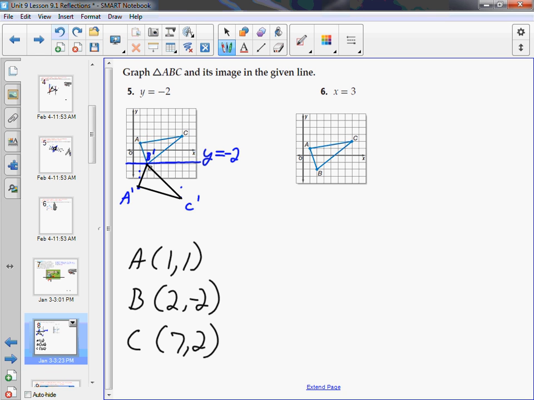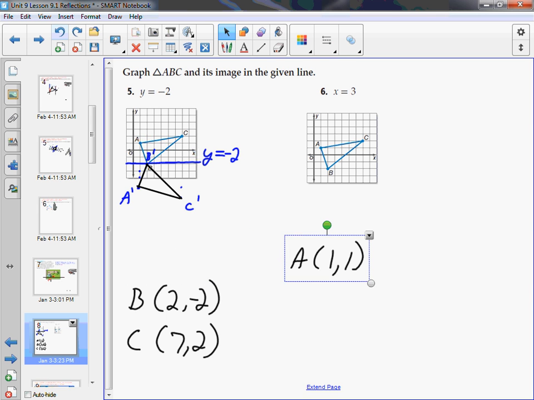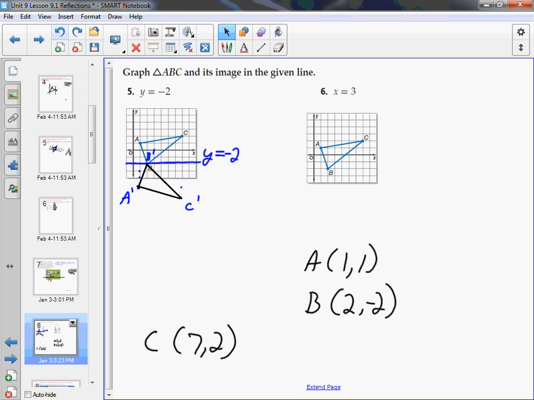All right, let's take a look at number 6. Graph the same triangle. A still has coordinates 1, -1. B is still 2, -2. And C is still 7, -2. So graph that same triangle again. And this time we have a different line of reflection.